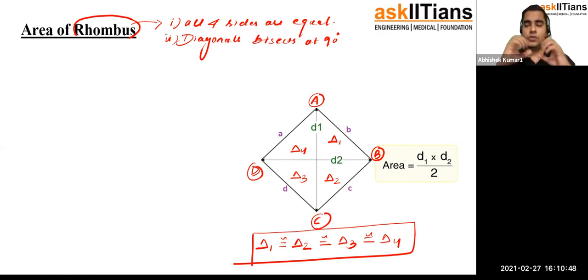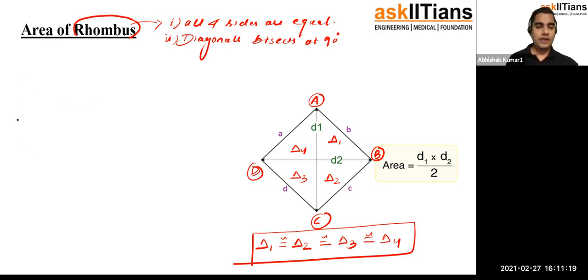Clear? So what is the point of taking this? I discuss this point because we know that when we are joining the diagonals of any rhombus, then the rhombus is getting divided into four congruent triangles. So I can calculate the area of one of the congruent triangles that I have. I can multiply that area by 4. If I multiply it by 4, I'll automatically get the area of the rhombus which is under consideration here.